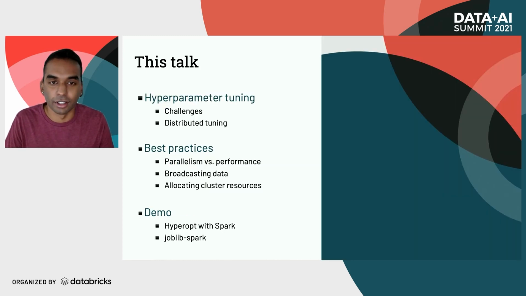So now that we've set the context, let's get into the agenda for today. First, I'll provide a brief overview of hyperparameter tuning and some motivation for when and how we'd move to a distributed workflow with Spark. After that, I'll go over some of the pitfalls you might encounter when applying Spark to your own tuning workloads, as well as best practices for how to mitigate them. And finally, I'll finish up with a demo showing you some of these principles in action with Hyperopt and joblib-spark, which are two open source frameworks with distributed tuning capabilities.